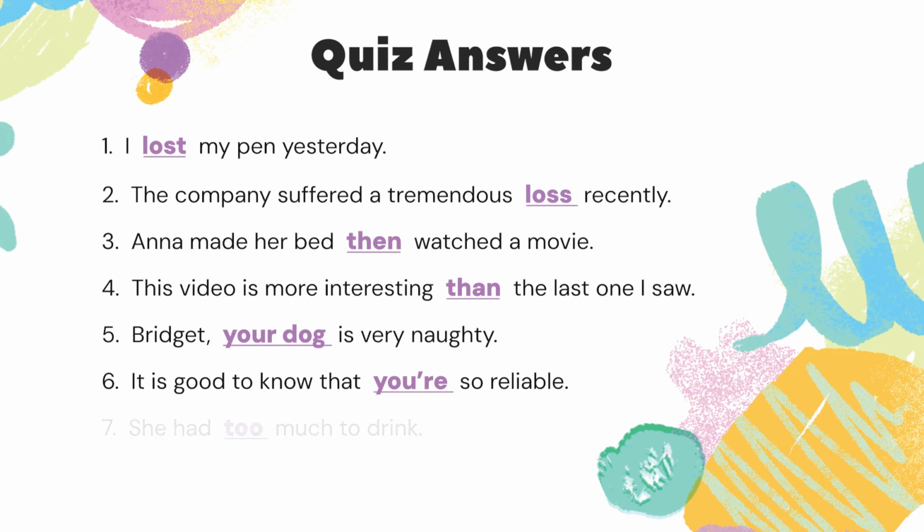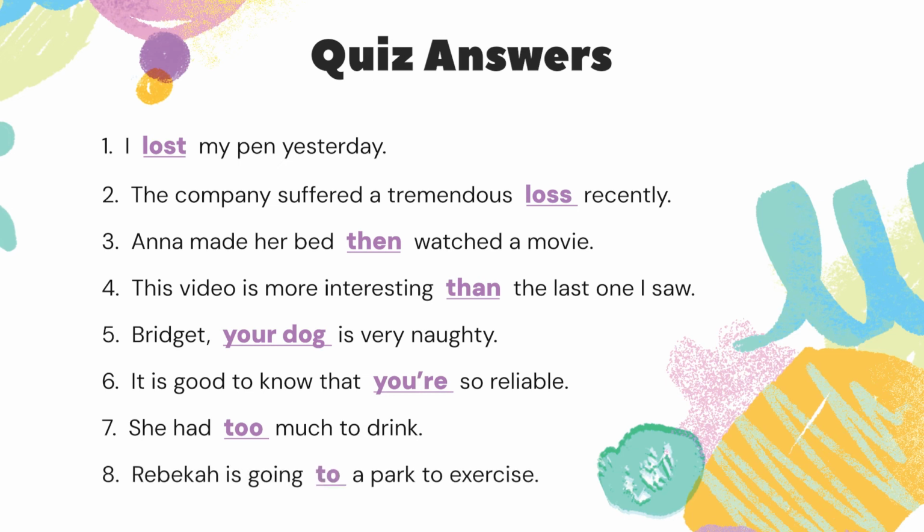Number 7, she had too much to drink. Too is used to express something done in excess, and so it is the answer here. And finally, number 8, Rebecca is going to a park to exercise. In number 8, to is correctly used as a preposition. All right, so there you have it.